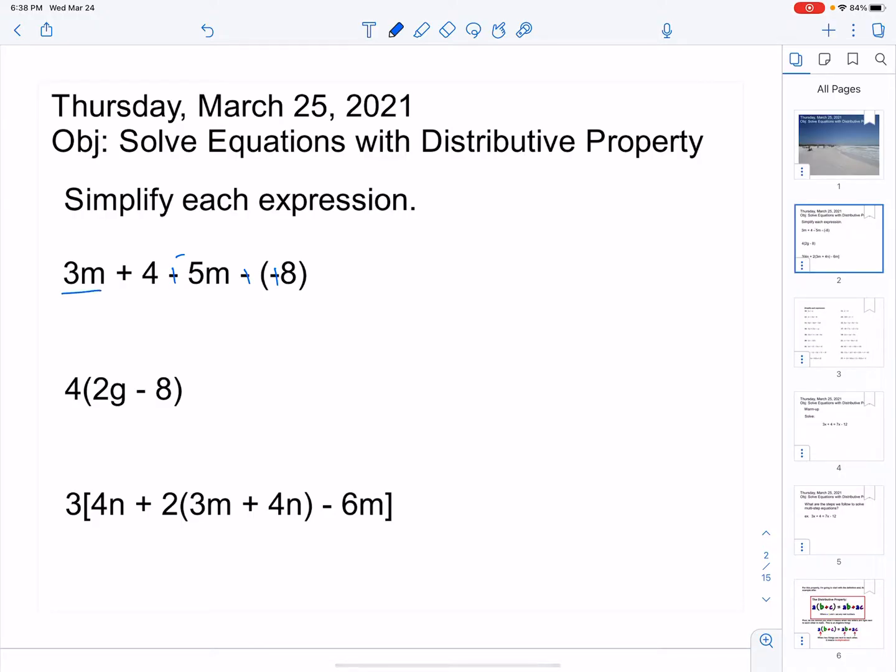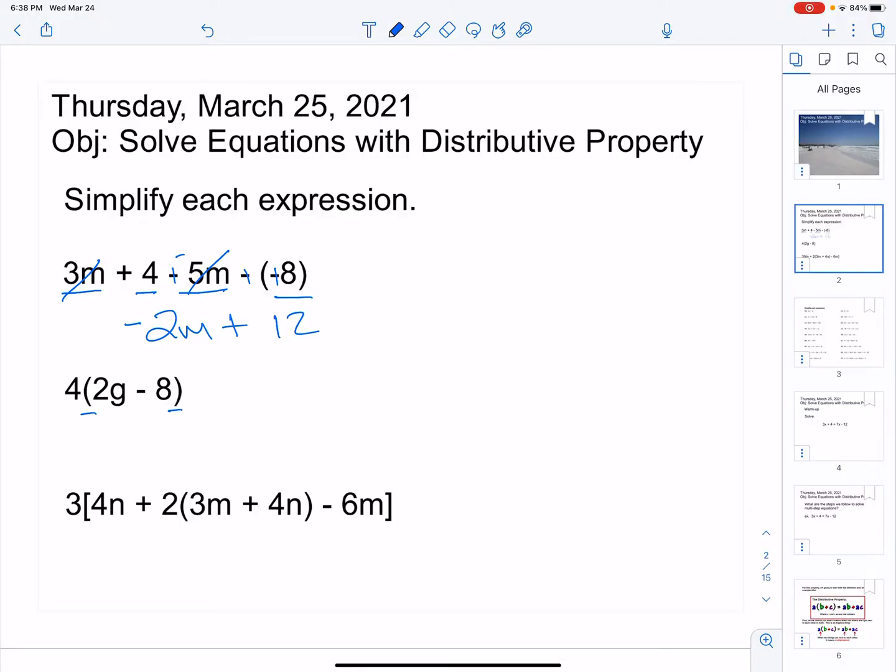So I see that I've got a 3m and a negative 5m that I can put together. So I would put those together to make a negative 2m. Plus, so my m's are now gone, and all I have left are the 4 and the 8. So I add those together, and I end up with 12. So the simplification of this expression is negative 2m plus 12. Now in the second example, we do have to use the distributive property because it does have parentheses.